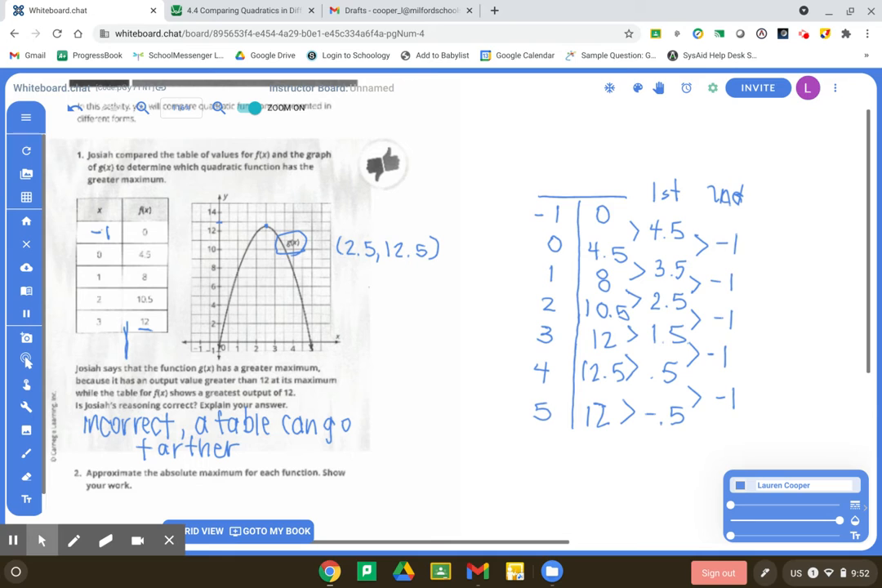Sorry, this writing is so bad. And then we finished our table, and then we compared it to this. So our maximums are actually the same. They're both 12.5.